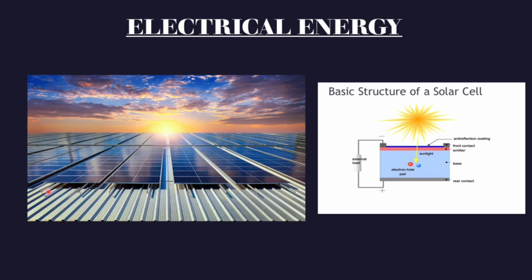A solar cell is the building block of a photovoltaic system, which can convert solar or photonic energy to electrical energy. On the other hand, a solar panel is a collection of multiple solar cells designed in series and parallel connections to produce the desired voltage from the photovoltaic system.